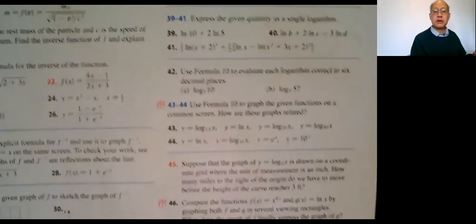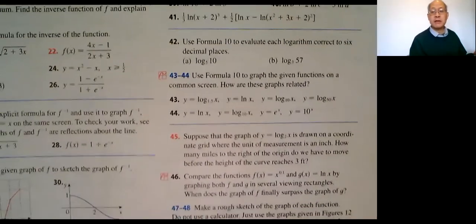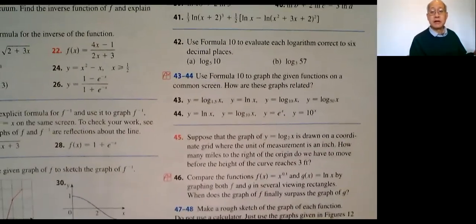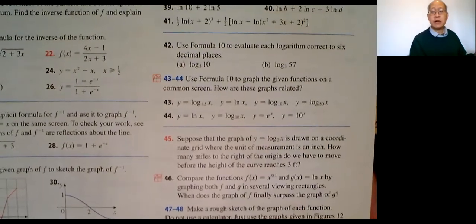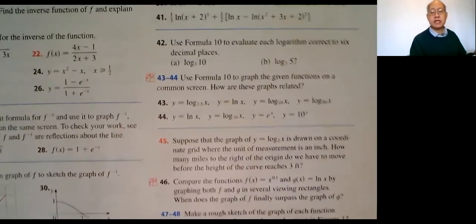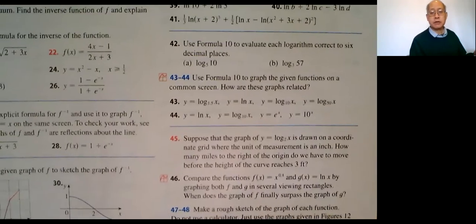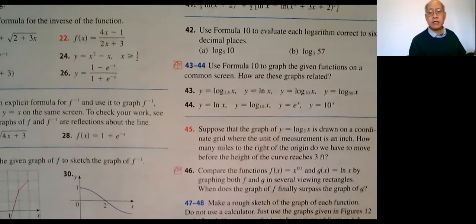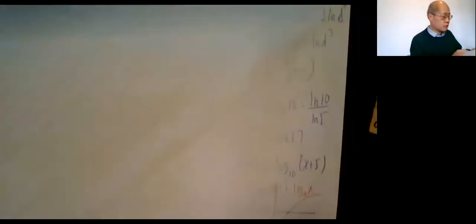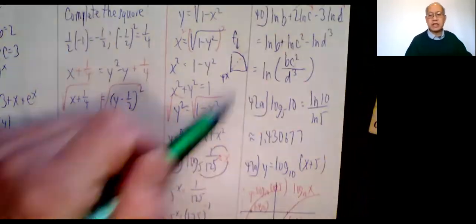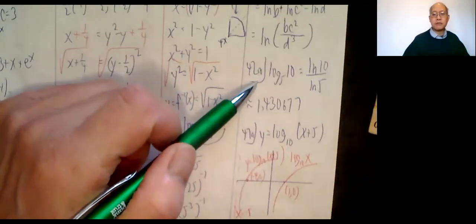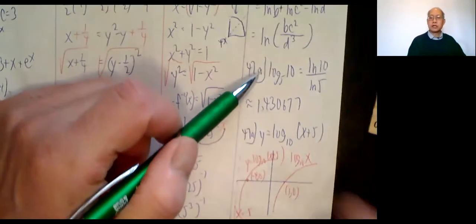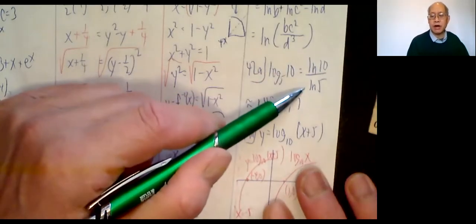Okay, 42, A and B are very similar. Evaluate the log to 6 decimal places. So this is a change of base strategy. I'll just do one of them: log base 5 of 10, log base 3 of 57. The other one works completely identically. The change of base rule says when you have log base 5 of 10, you can just do ln of 10 divided by ln of 5.